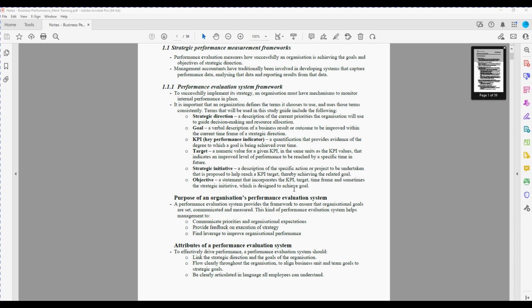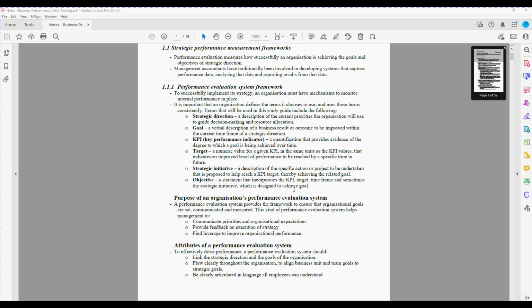Target is a specific KPI. So KPI is a measure, but a target is a specific number within the format of a KPI, so that we can actually say, okay, this is the KPI that we want to hit, essentially. Strategic initiative is an action or project undertaken in order to help reach a certain KPI target, which would of course then result in a goal being hit.